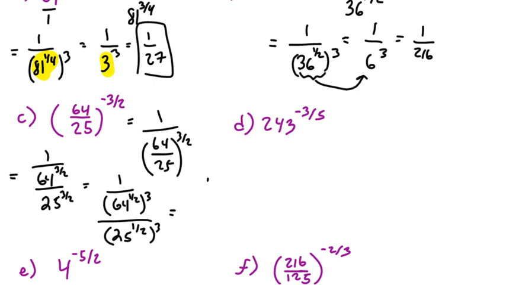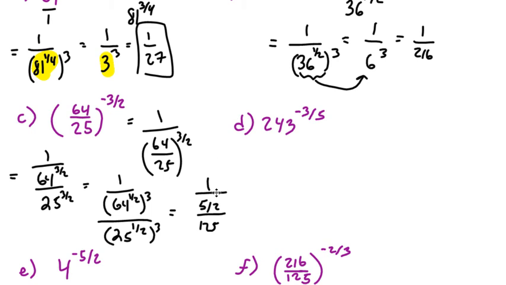So that equals 1 over, so let's simplify this. 64 to the 1/2 means 8, right? Because that's the square root of 64. So 8 cubed, let's see, 8 times 8 times another 8 is going to be 512. Probably just use a calculator to do that. And then this right here, 25 to the power of 1/2 is 5. So 5 to the power of 3 means 5 times 5 times 5, which is 125.